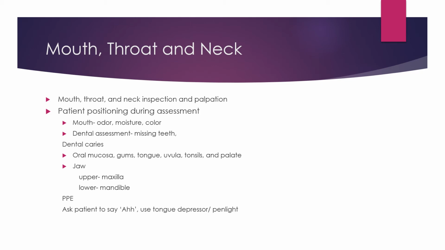You're going to have the patient positioned in a manner that you can assess their mouth. You'll note their odor, the moisture, and the color. You'll assess their dental habits, the presence of any dental caries or cavities, their oral mucosa, the coloring of that, their uvula, tonsils, palate, and gums, their upper and lower jaw area, and you can have the patient say ah using the tongue depressor and use a pen light and be able to inspect the posterior area of the mouth.